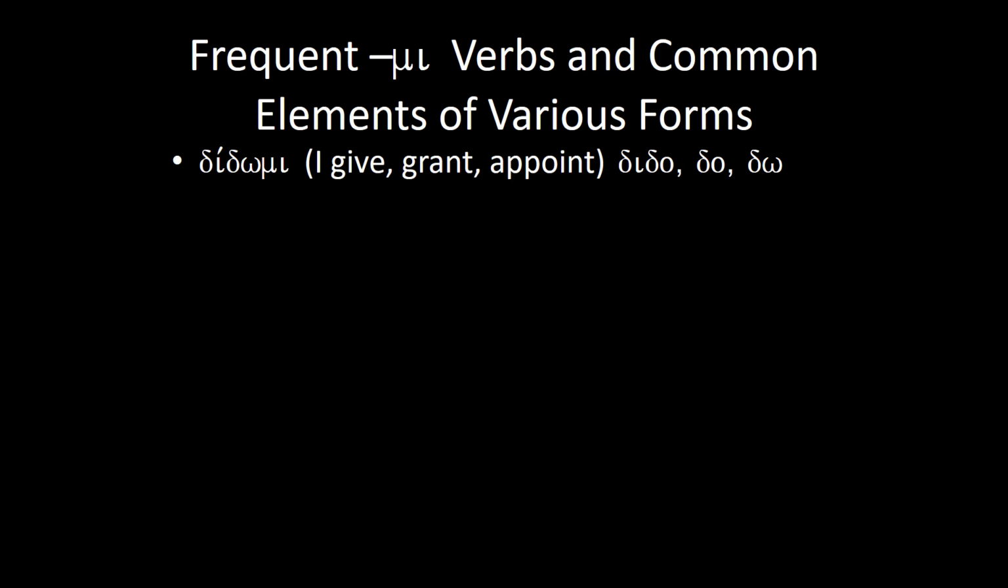Now I want to show you some of the most frequent mi verbs and some of the things that you should be looking for on them. So here's didomi. We've already used this one before. It means I give. Can also mean I grant or I appoint. In various forms of this verb, you'll see dida, that's that present stem, or you'll see da, that's the verb stem, or you'll see do, that's the verb stem lengthened. So if you see dida, da, or do, be thinking didomi. This one is pretty common, so go ahead and write that down.